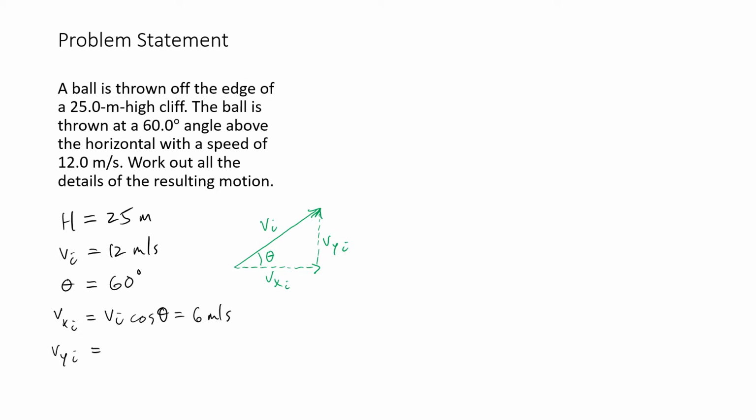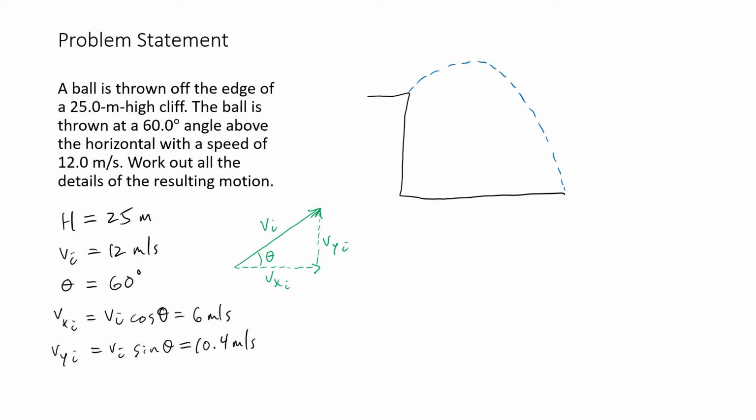And then similarly for vy initial, vi sin theta, and that will come out to 10.4 meters per second. Let's also sketch out the trajectory, what it essentially looks like. As we throw the ball, we're going to get a parabola here before it descends down and lands on the ground. We're going to be interested in a variety of things.